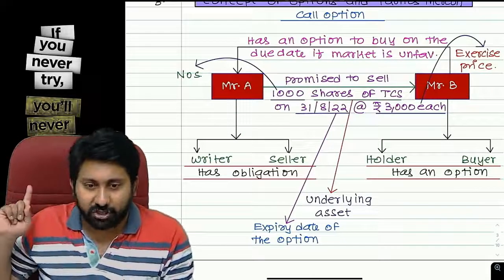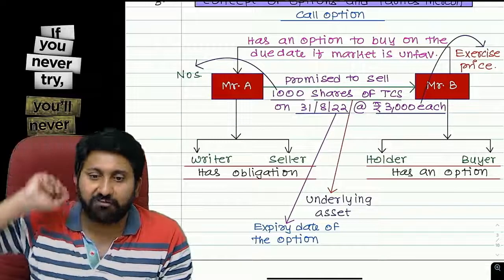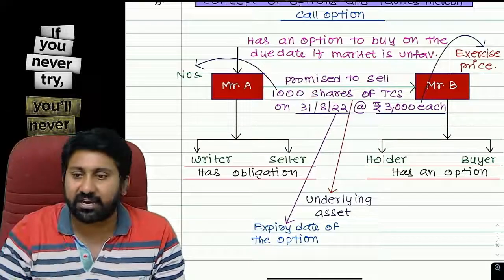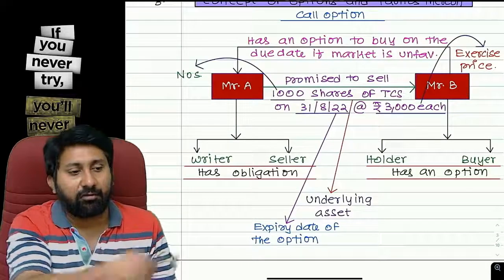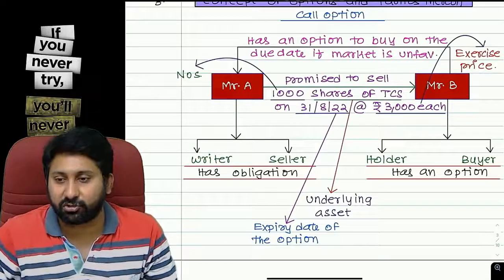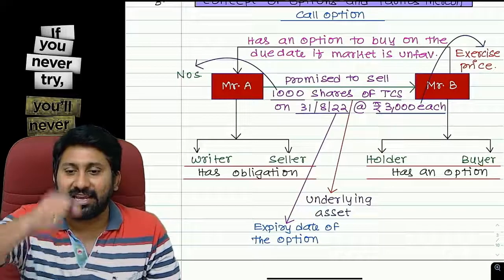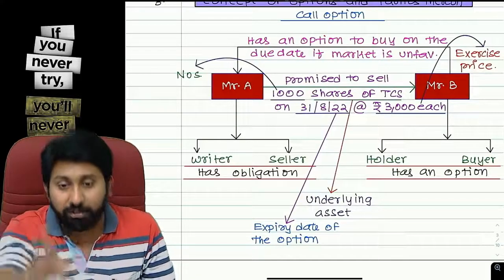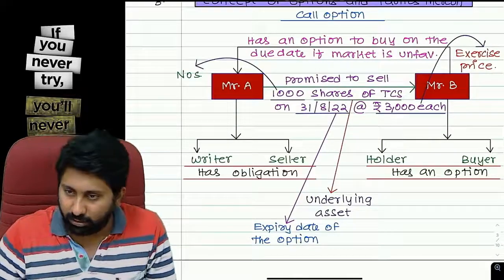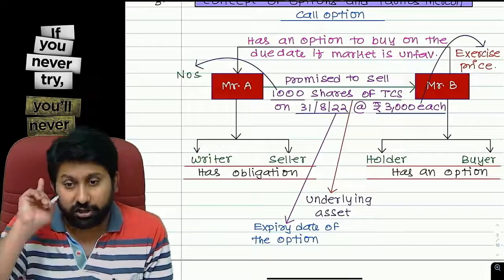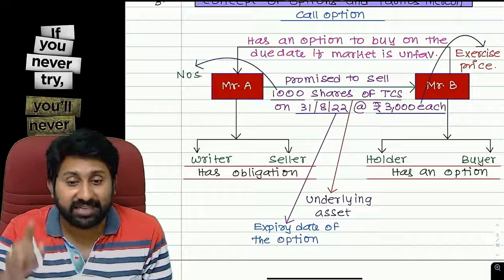I already made a short sell on 1st March when the prices were raised. Now anyway I have to close that short position by buying and giving back the shares to them. Buying is inevitable. B has to buy. But from whom to buy is the query now. So B has an option to buy on the due date if the market is unfavorable.